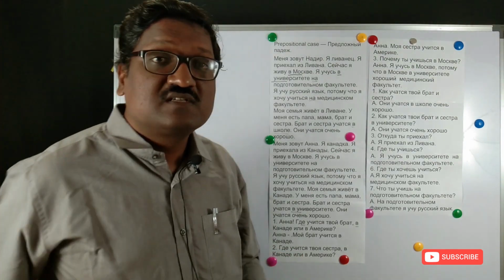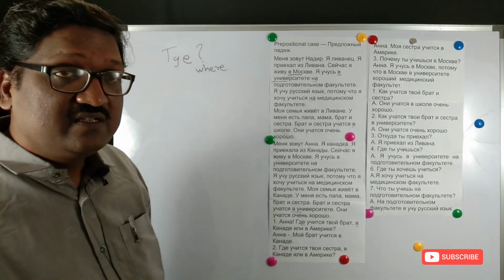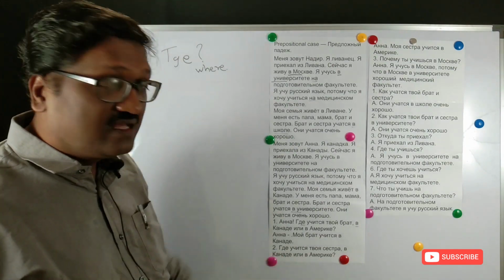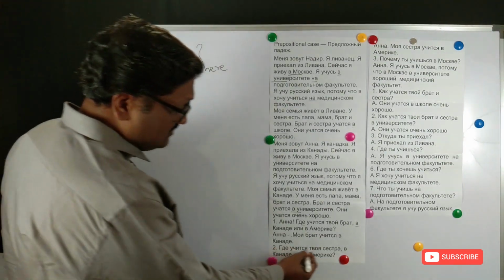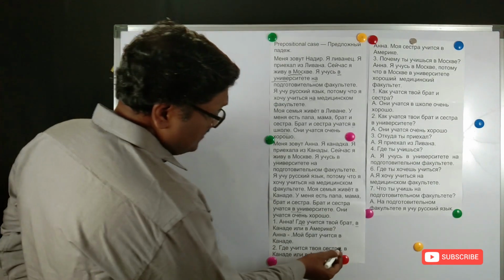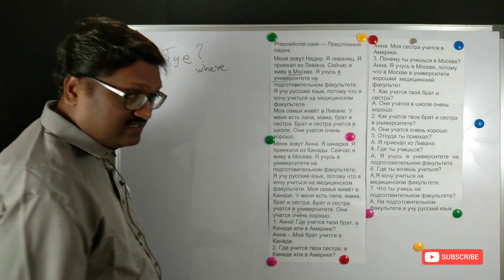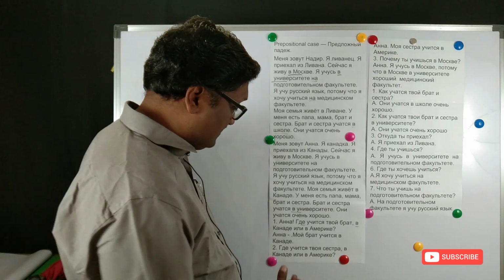Where your sister is studying. В Канаде или в Америке, in Canada or in America. See, whenever questions are asked about places, the preposition is added. В Канаде или в Америке, in Canada or in America, where she is studying.